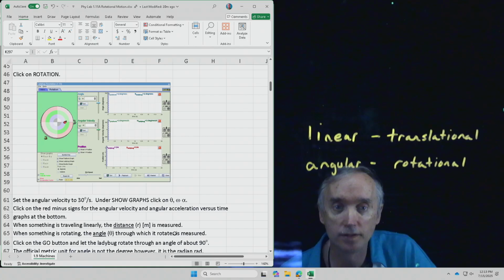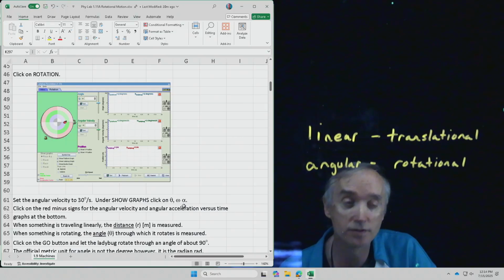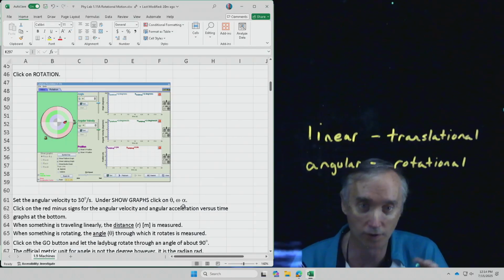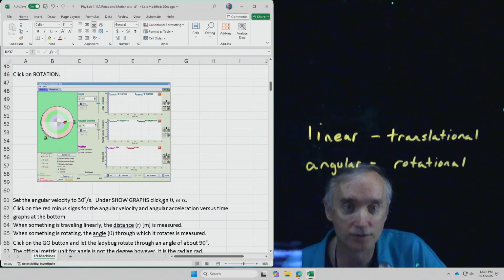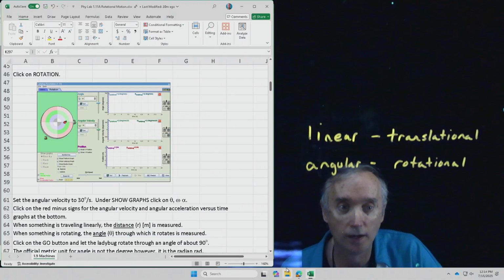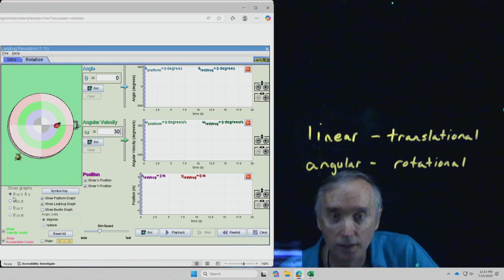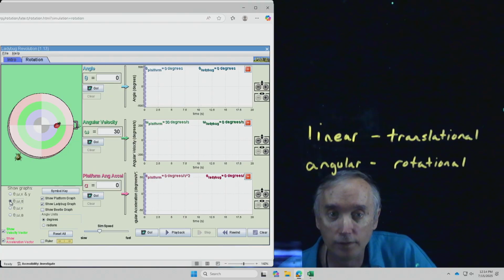The next thing it says is, under Show Graphs, click on theta, omega, and then alpha. At this point you don't know what any of that stuff means. That's great, so don't worry about it. Just do what it says there. Under Show Graphs, click on those three. So we want theta, omega, alpha, and we go over here, and these are the various things here. So that's going to be this one right here.